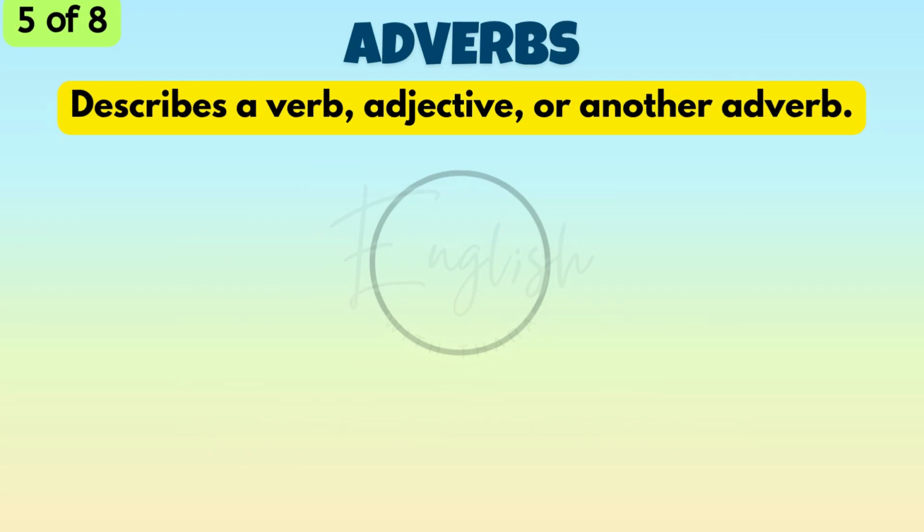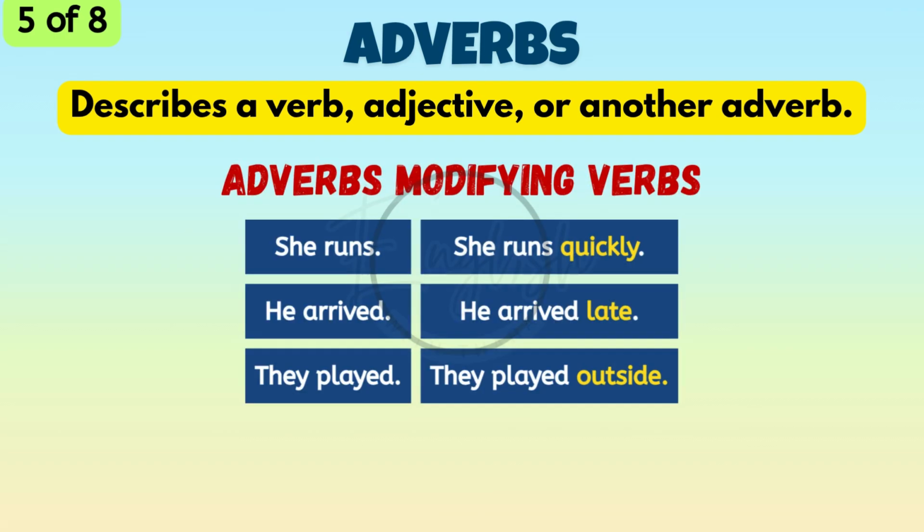Next, adverbs are words that describe a verb, an adjective, or even another adverb. Now, let's understand adverbs modifying verbs with examples. First, take the sentence, she runs. When we add an adverb, it becomes, she runs quickly. Here, the adverb quickly describes the verb runs, showing how she runs. Next, look at, he arrived. With an adverb, it becomes he arrived late.